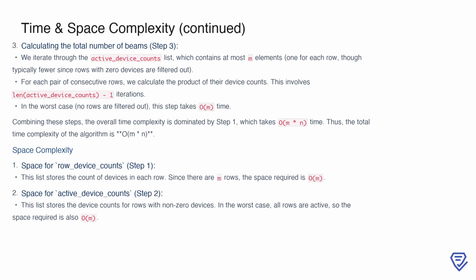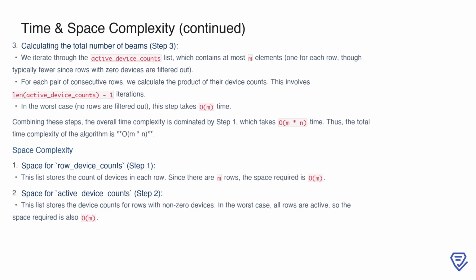Now, in the third step, we calculate the total number of laser beams. This involves iterating through the active_device_counts list, which contains the counts of devices in rows with at least one device. For each pair of consecutive rows, we compute the product of their device counts. In the worst-case scenario, where no rows are filtered out, this requires len(active_device_counts) minus 1 iterations, which is at most m minus 1. Therefore, this step takes m time.